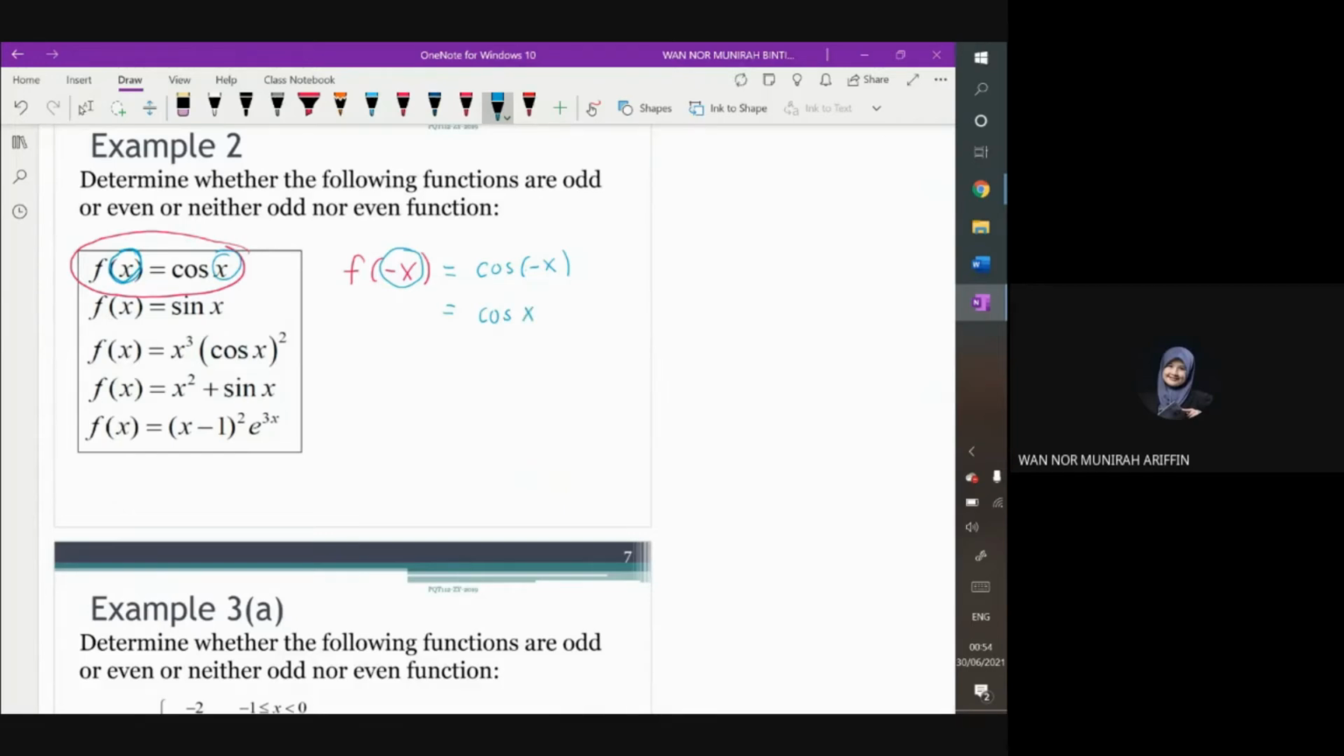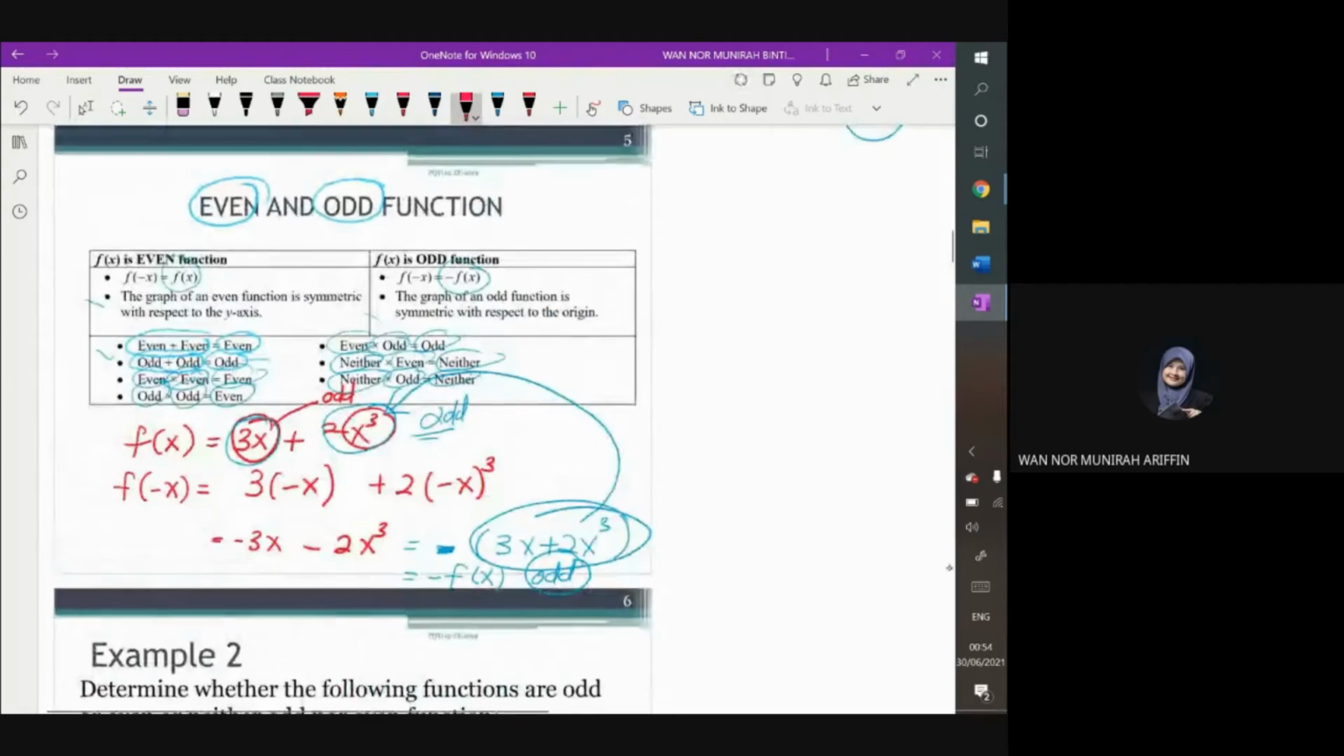Cosine must be positive. Even if there is a negative, it is positive. Unless you have negative of cosine x, then it can be negative. But cos negative is always positive. Alright, so I find that cos x is f(x). So I can conclude that this function is even. Why even? This is because f(negative x) equals the original f(x).